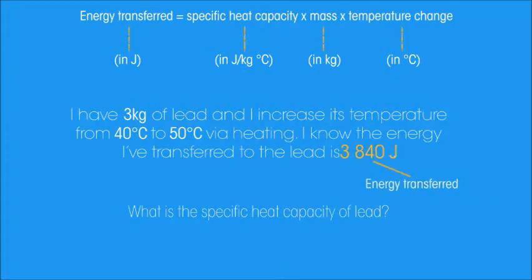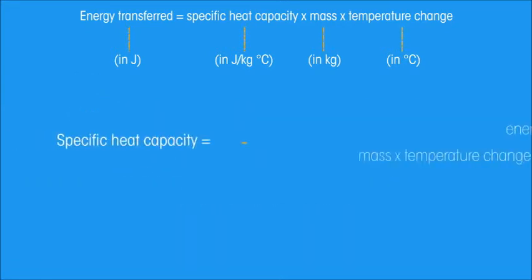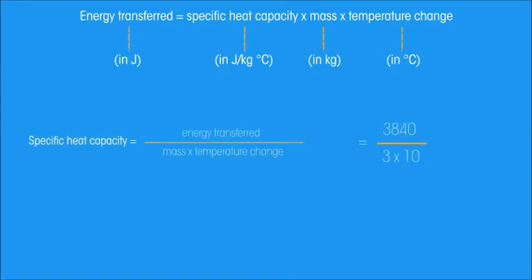The energy transferred is this, the mass is this, and the temperature change is 10 degrees Celsius because it is 50 degrees Celsius minus 40 degrees Celsius. Using the rearranged equation, substitute the values and we get 128 joules per kilogram per degree Celsius. So there we have it.